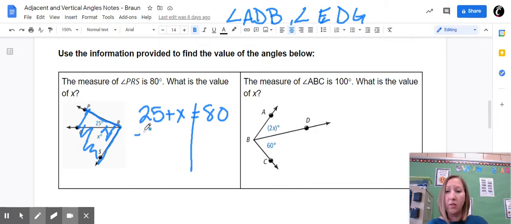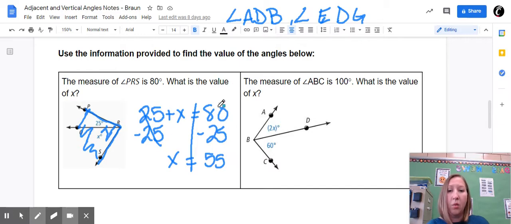So I'm going to start by subtracting 25 on both sides. I want to use my inverse operations. That's going to leave me with X on the left, and 80 minus 25 is going to give me 55 on the right. Because if I borrow from my 8, 10 minus 5 is 5, and 7 minus 2 gives me 5. So our missing angle is 55 degrees.